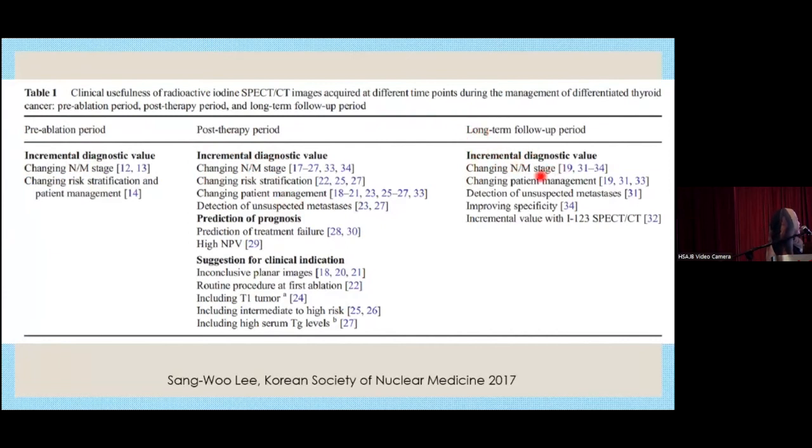long-term follow-up period. And from all the readings and papers, the suggested clinical indications are inconclusive planar images, routine procedure at first ablation, including T1 tumor, including intermediate to high risk, and also including high serum TG levels. So I guess this is something that we can consider, especially as a routine procedure at first ablation. As I have shown earlier, in the first slide, when we do it for all the uptake in the neck, it has shown changes in the patient's management.